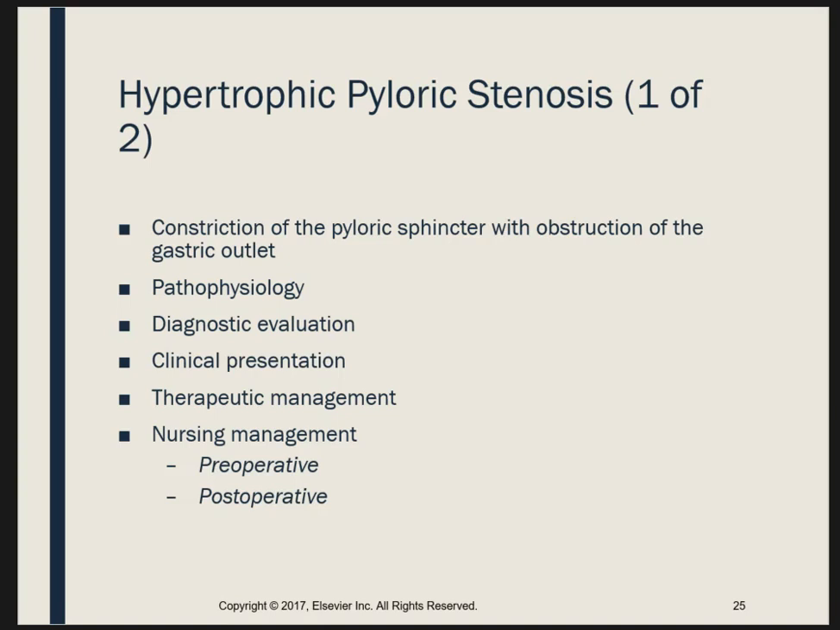So what does that mean? That means that the circumferential muscle of the pyloric sphincter, so the surrounding muscle, becomes thick, resulting in this elongation and then narrowing of the pyloric channel.